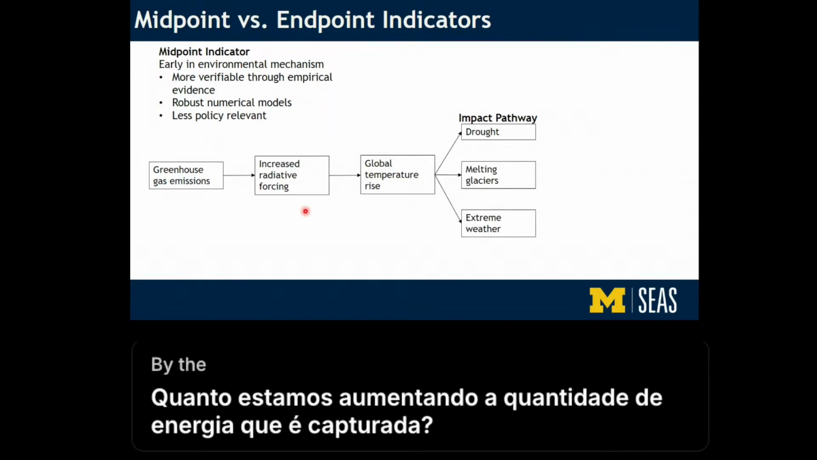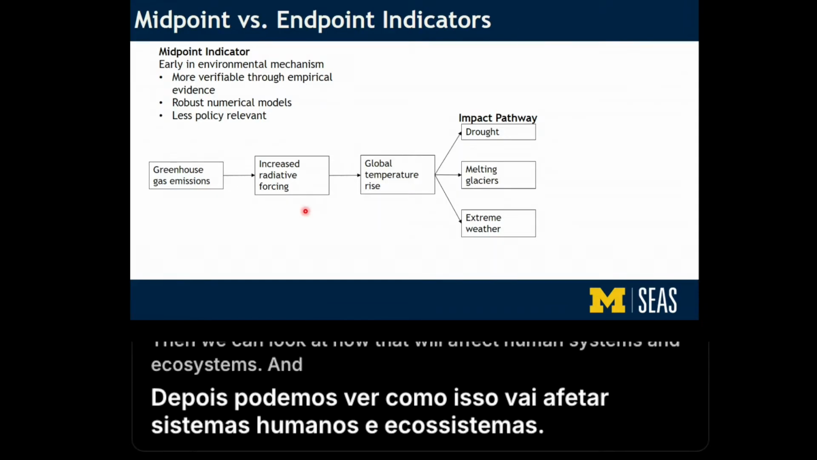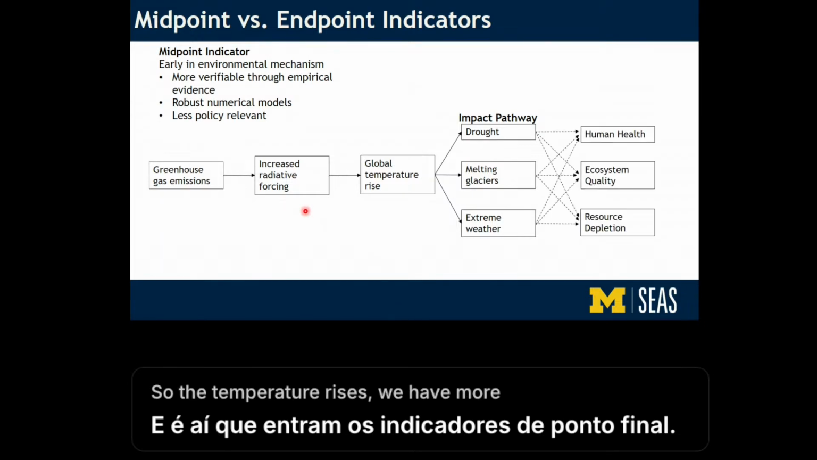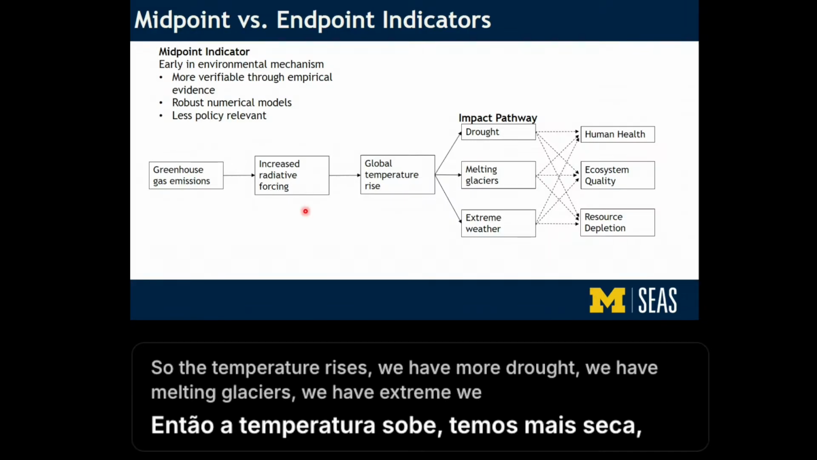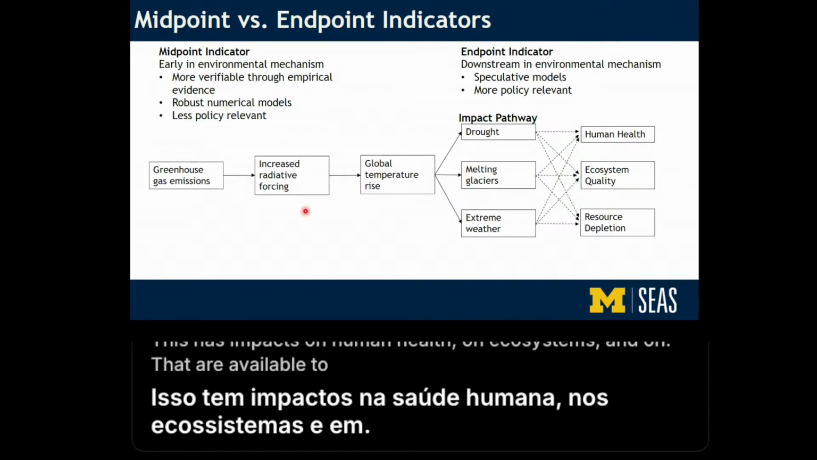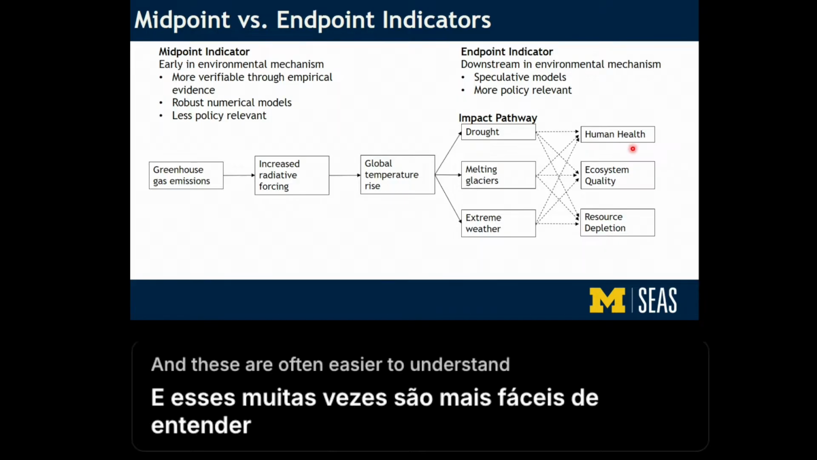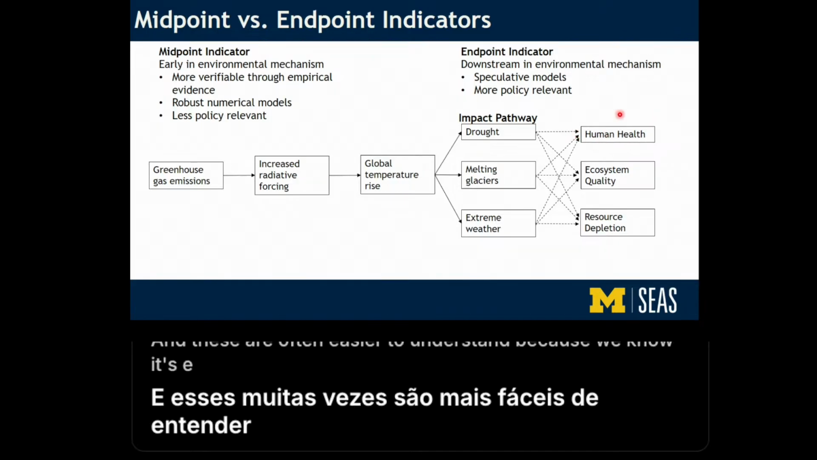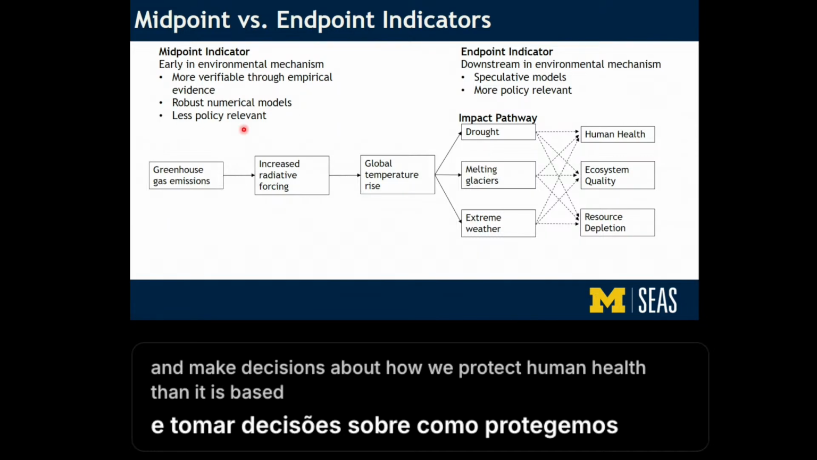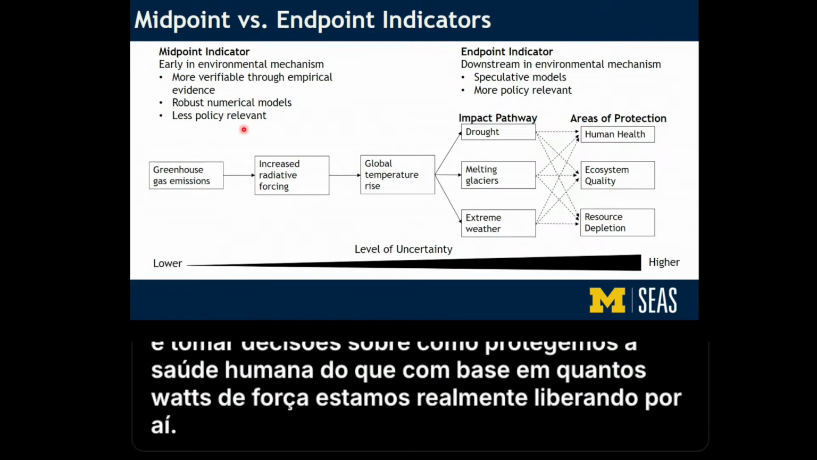Then we can look at how that will affect human systems and ecosystems. And that's where the endpoint indicators come in. So the temperature rises, we have more drought, we have melting glaciers, we have extreme weather. This has impacts on human health, on ecosystems, and on resources that are available to us. These are endpoint indicators. And these are often easier to understand, right? Because it's easier to understand and make decisions about how we protect human health than it is based on how many watts of radiative forcing we're actually putting out there. So we call these areas of protection in the life cycle assessment.